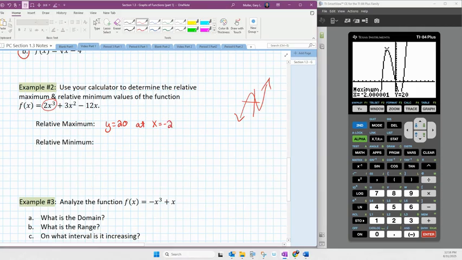And I'm perfectly fine with you telling me that the maximum is at negative 2, 20. Don't confuse this with an interval, right? It's not an interval. This is a point. It's happening at negative 2 and the maximum is 20.